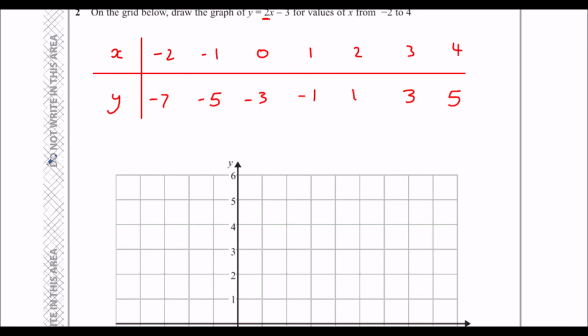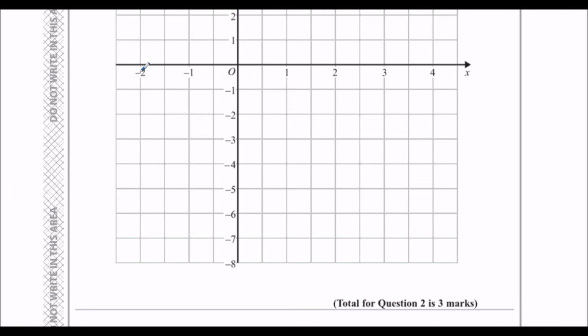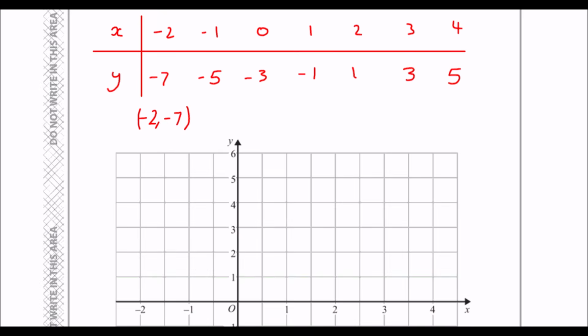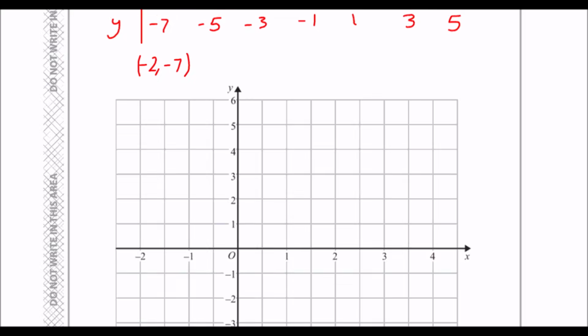So let's draw these on the graph. So when x is negative 2, y is negative 7. So the coordinates negative 2, negative 7. We've got negative 1, negative 5. 0, negative 3.